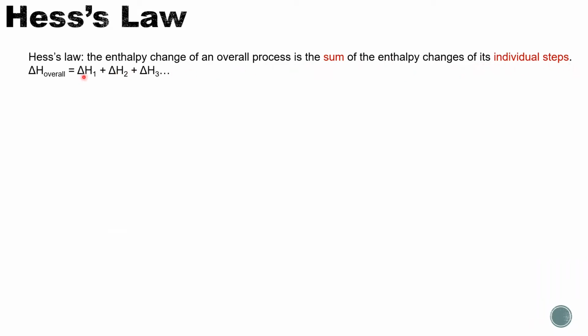In other words, the enthalpy change of the overall reaction equals the enthalpy change of step 1 plus the enthalpy change of step 2, step 3, and so on. That means if we don't know the enthalpy change of the overall reaction, but we know the enthalpy change of the individual steps, then we can use Hess's law to find the enthalpy change of that overall reaction and also any reactions.